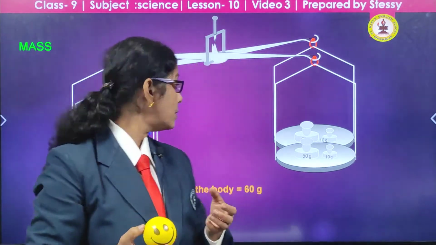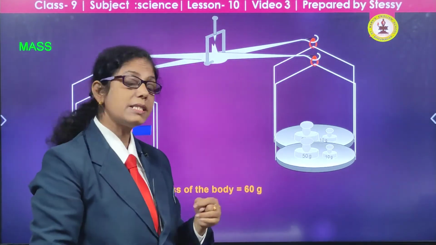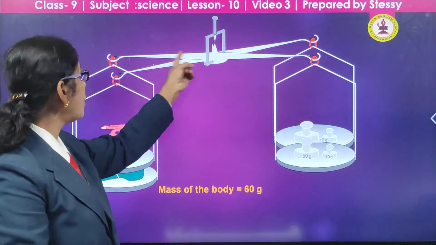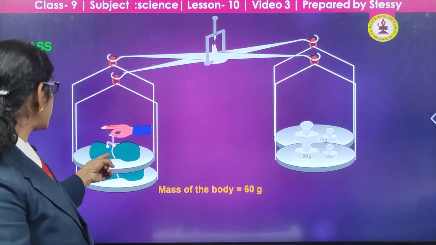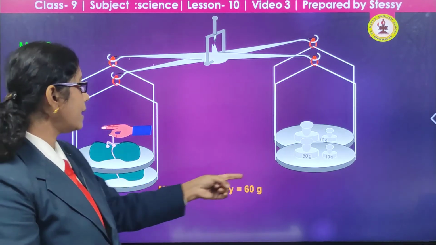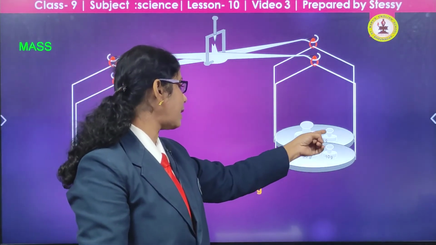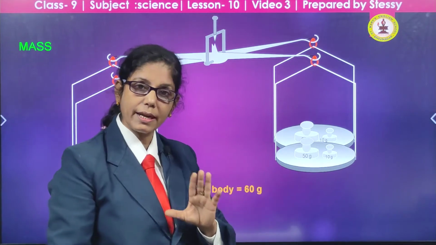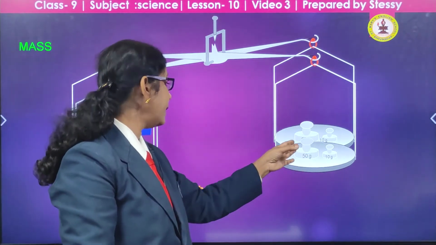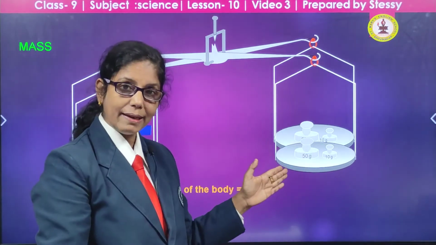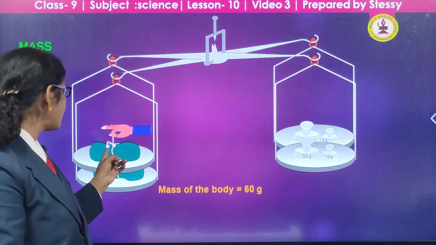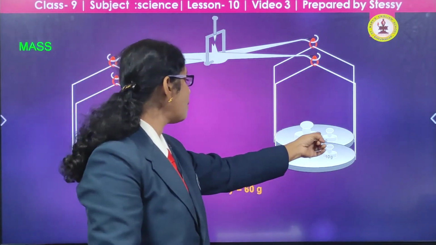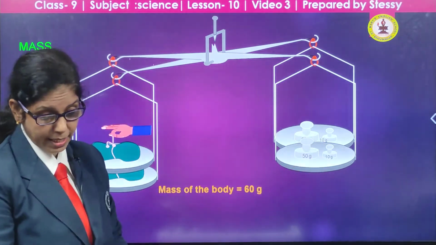So how are we measuring the mass of a body? You know, it's a common balance or a beam balance. An object is kept in one pan, and the units like 10 gram, 50 gram, 100 grams are kept in the next pan. When it balances, we say the mass of this body is equal to 50 plus 10, 60 gram.